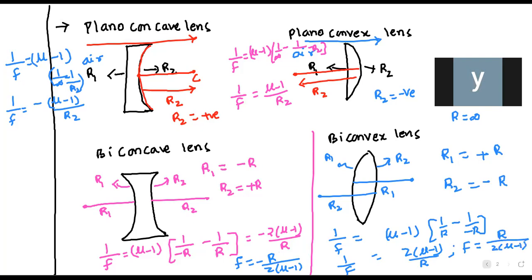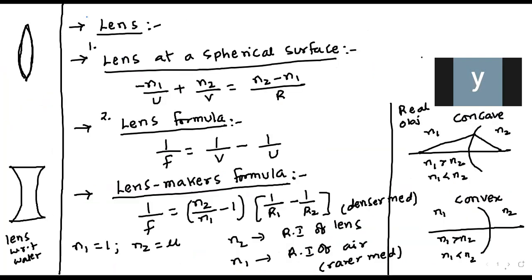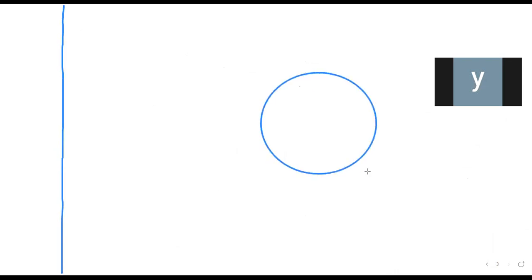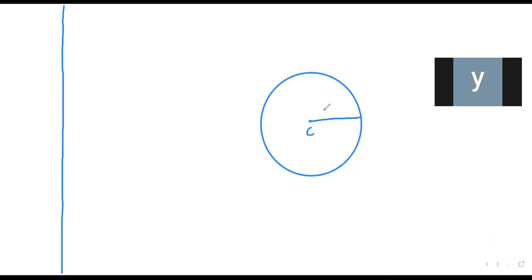Now observe carefully, in the lens formulas we will have not less than 10 formulas. See the first formula, lens at a spherical surface. Suppose I am having a sphere. Suppose this is the center of curvature, and the radius of curvature, let us consider, is 20 centimeter.